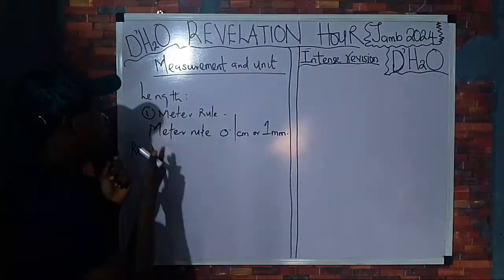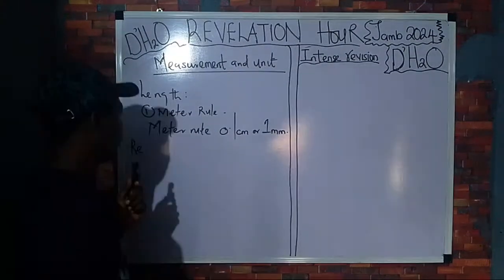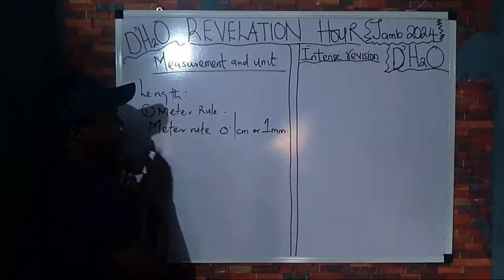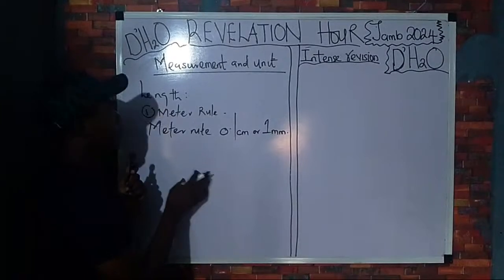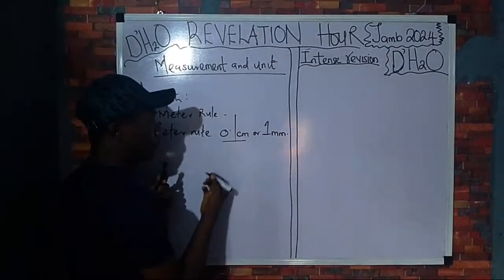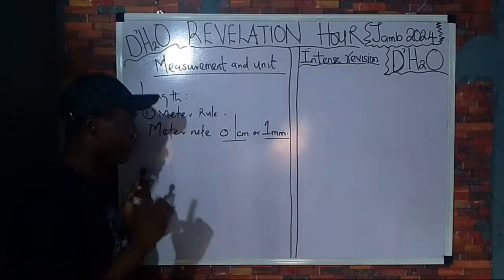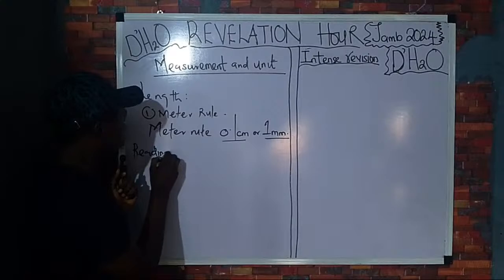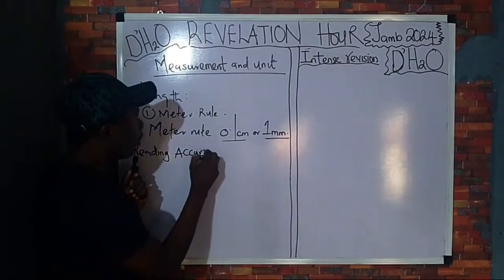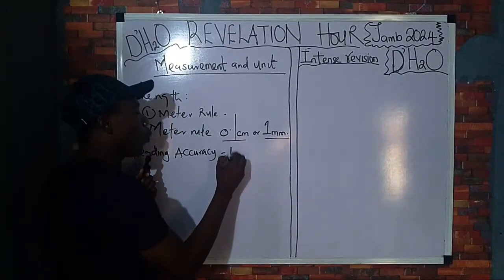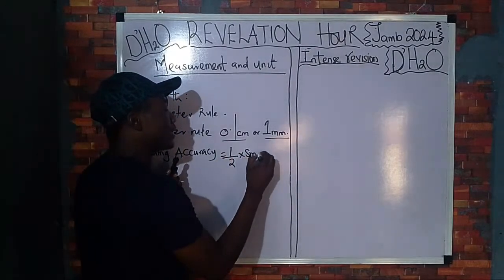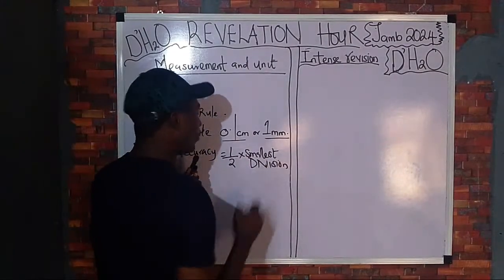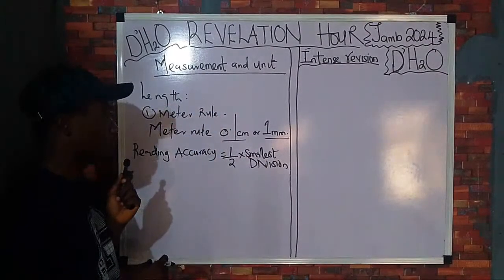Your meter rule is used to measure length, and the measuring accuracy of a meter rule is 0.1 centimeter or 1 millimeter. Please take that down. And again, your reading accuracy of a meter rule is 1/2 times the smallest division. Please take note of that.